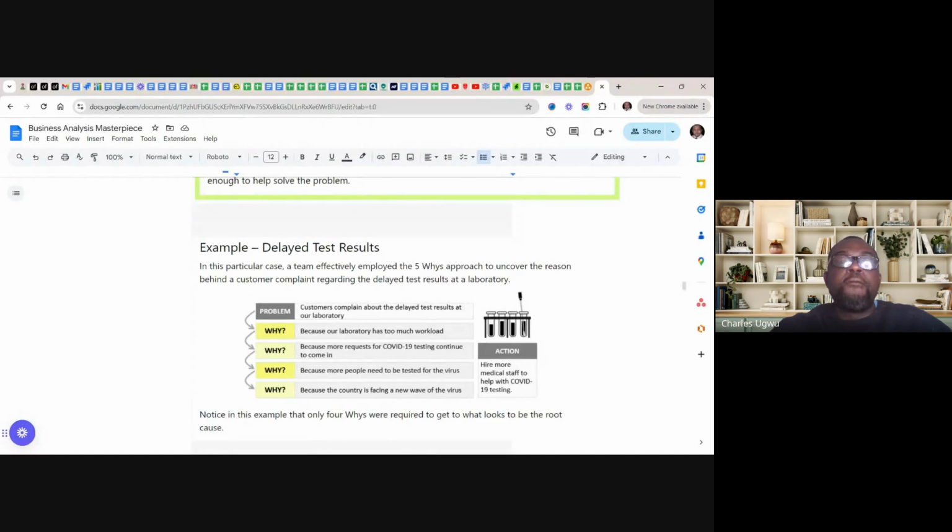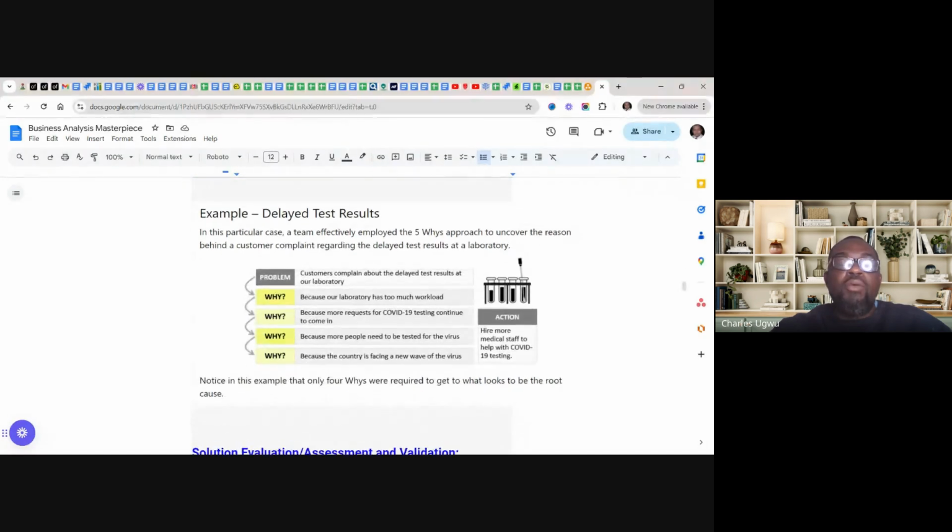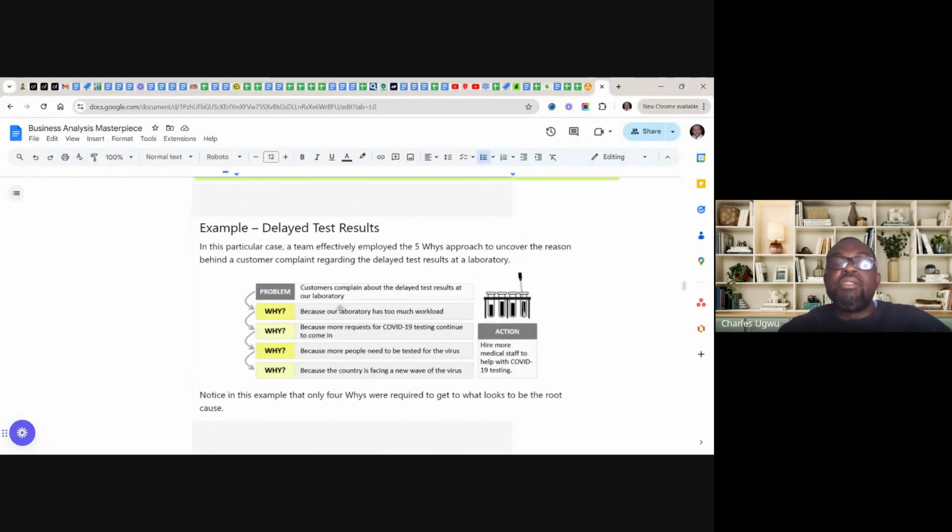We have another scenario in why here. This is it. The problem here is customers complain about delayed test results at the laboratory. So why are the customers complaining? You know, customers complain a lot these days about everything. Why? Because our laboratory has too much workload. Why does the laboratory have too much workload? Because more requests for COVID-19 testing continue to come in. So they are under pressure.